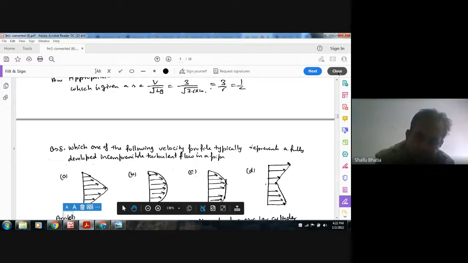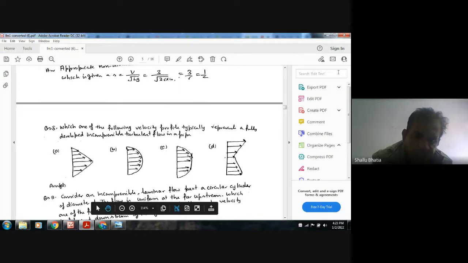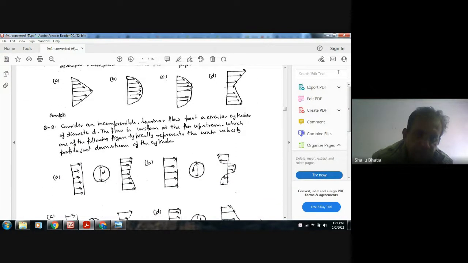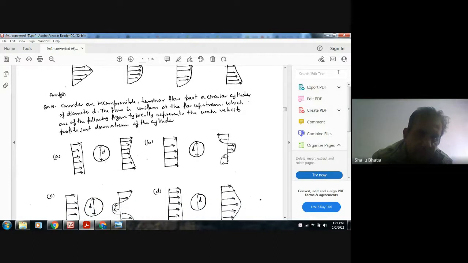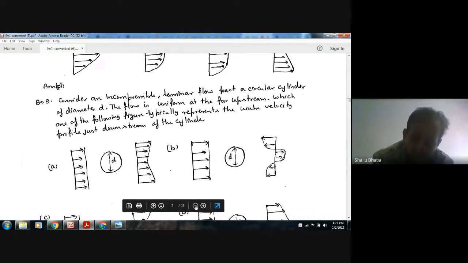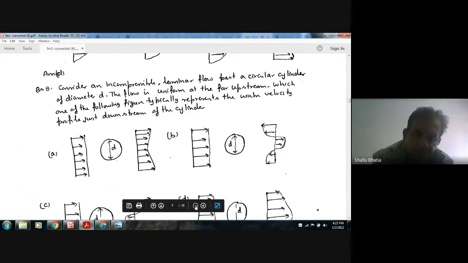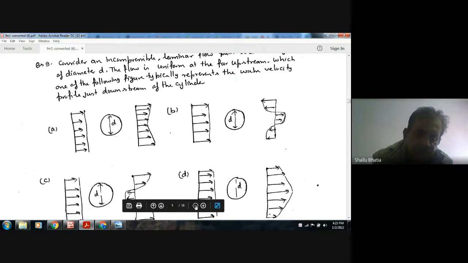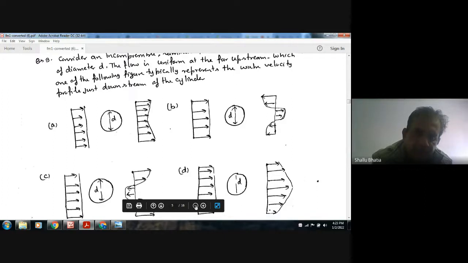Okay. Next, consider an incompressible laminar flow past over a circular cylinder of diameter d. The flow is uniform at the far upstream. Which one of the following figures typically represent the base velocity profile just downstream of cylinder?